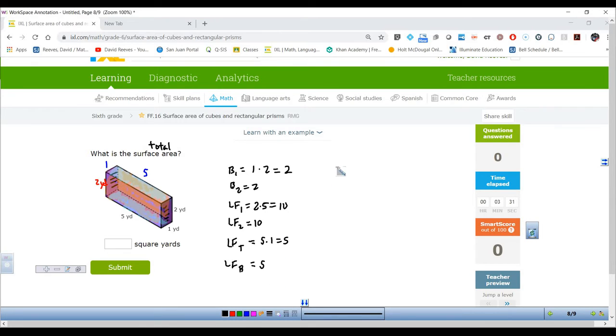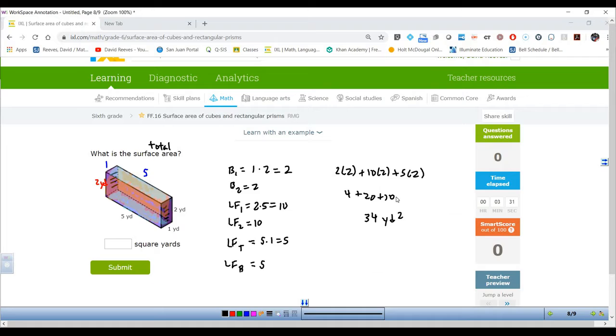So when we put all this together, what we end up with is 2 times 2, right? Plus 10 times 2 plus 5 times 2. And 2 times 2 is 4, and 10 times 2 is 20, and 5 times 2 is 10. And when we add those together, we get 34. And the units, by the way, would be square yards. Just a reminder, because we're working with area, our units are always square yards.